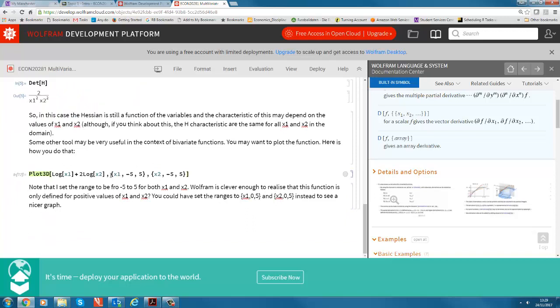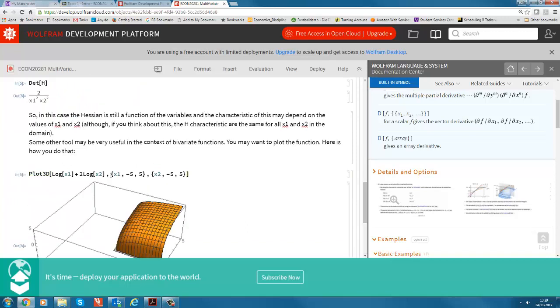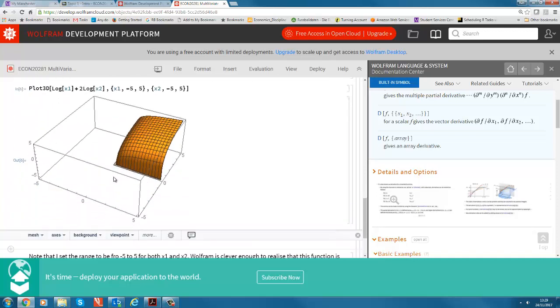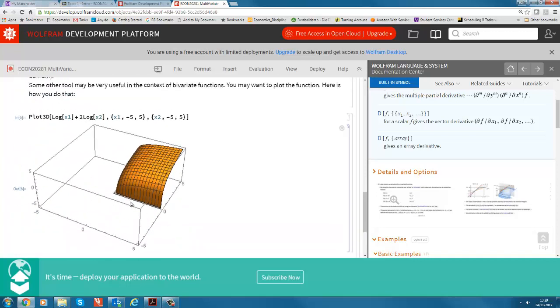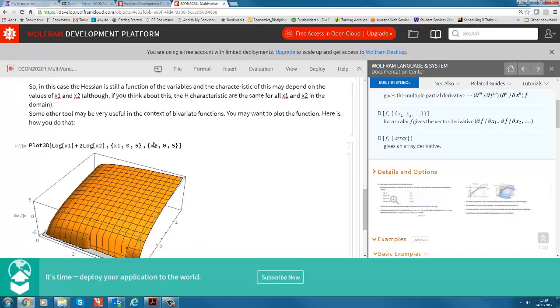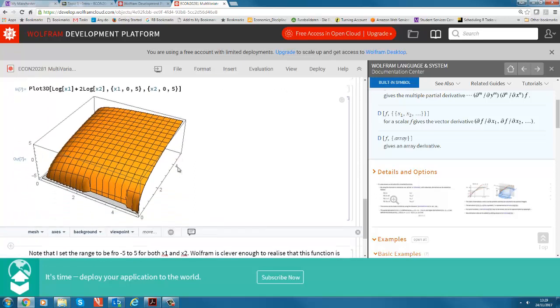So we run this, so shift enter again. And here is our function. And you can immediately see that the function is only calculated for a part of the range of values which are indicated here. The reason being that, of course, we're looking at log functions, and for log functions, we need positive inputs. Wolfram is clever enough to realize that, so it just ignores the negative areas. But really, what would have been better is to, for instance, only look at positive ranges. Okay, so here, and that looks like a much nicer picture.